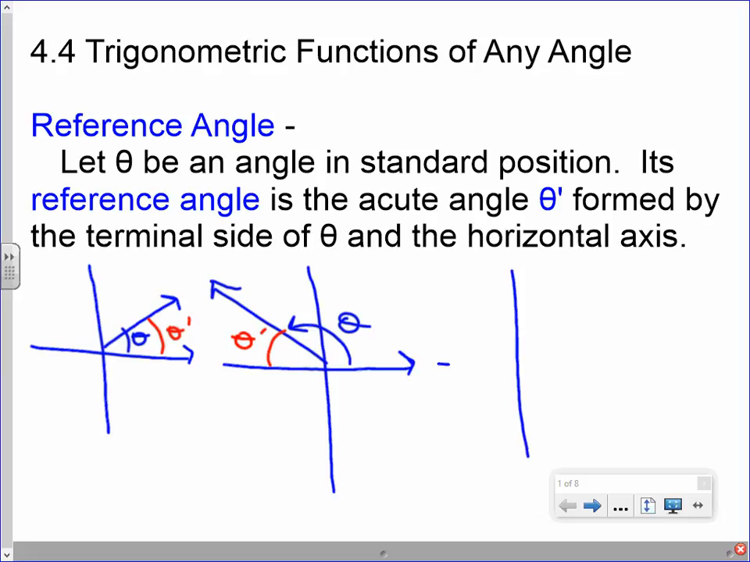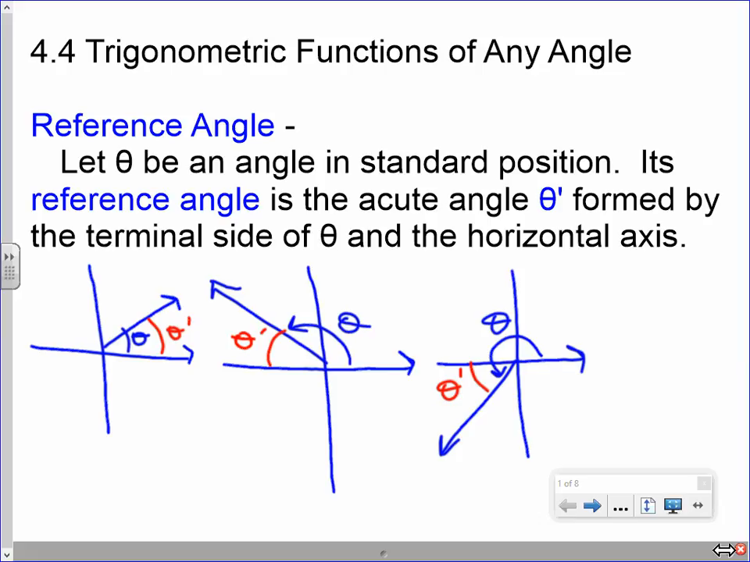Third quadrant. If this is theta, reference angle, terminal side to x-axis, would be this guy right here. What's that relationship? How would we find that theta prime if we knew theta? We would have to subtract 180 from the angle to get what's left over past 180, or pi, whatever you're in. Just make sure that we're talking about a positive acute angle. Reference angles are always positive.